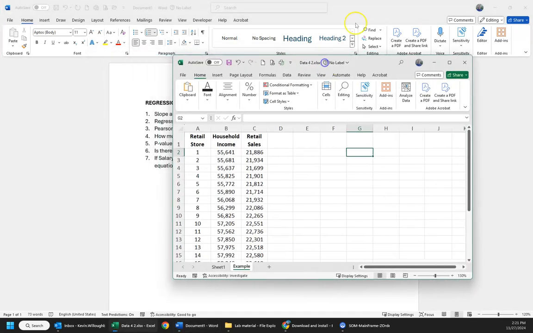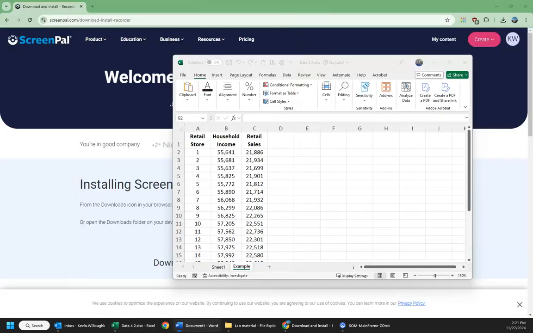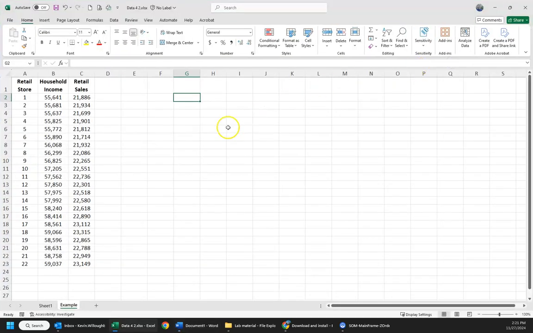Let's bring over my Excel file. I'm going to show you how to do it using this Excel file. This is an Excel file for 22 retail stores with their retail sales going against household income in the neighborhoods of these 22 retail stores. And we're trying to see if there is an association or relationship between household income and retail sales. In your computer assignment, using different data, the process is going to be the same.